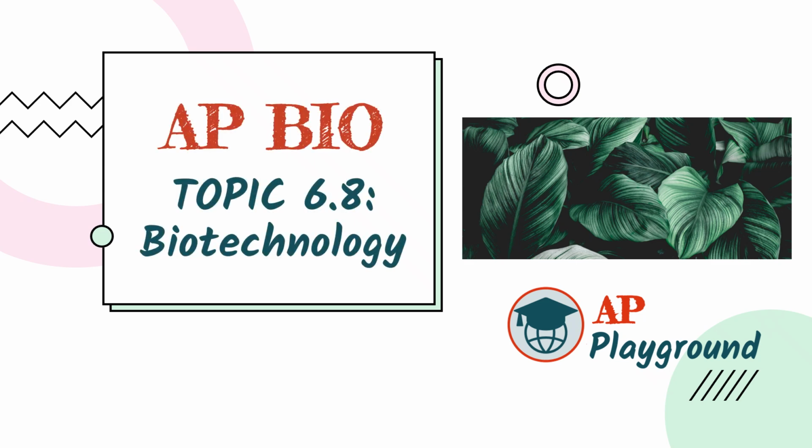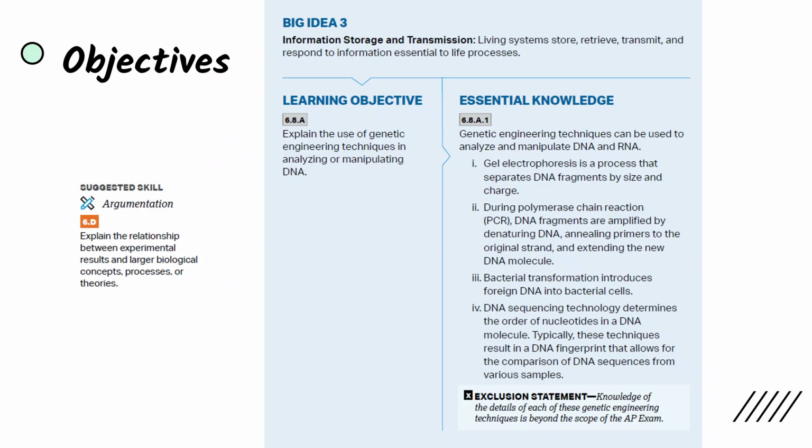Today we're covering topic 6.8, Biotechnology. Today we need to explain the use of genetic engineering techniques in analyzing or manipulating DNA, and we'll be looking at 4 examples of the following, including gel electrophoresis, polymerase chain reaction, bacterial transformation, and DNA sequencing. And suggested skill is argumentation 6D. Explain the relationship between experimental results and larger biological concepts, processes, and/or theories.